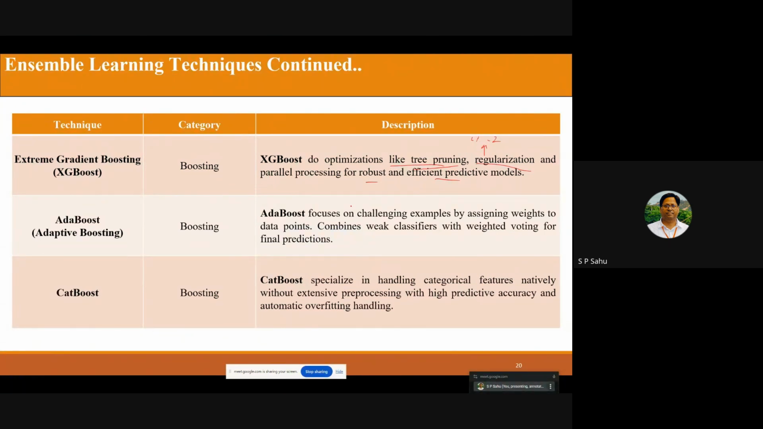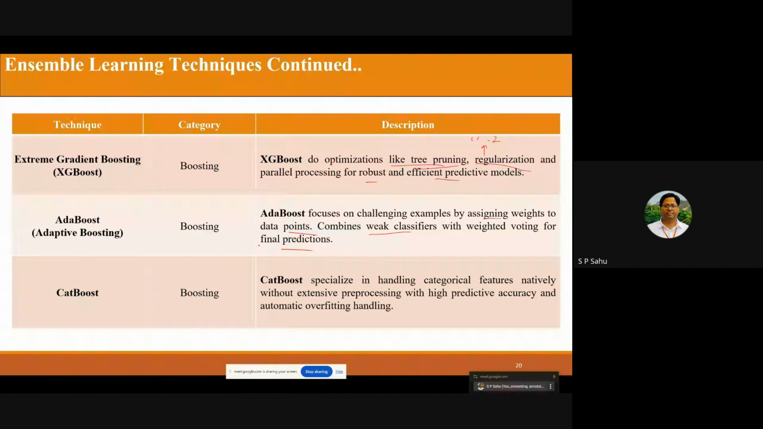AdaBoost we have already seen, for example, by assigning weights to the data points and combining the weak classifiers with weighted voting for the final prediction. Incorrect classifications are assigned a higher weight, so they get more attention from the next weak learner model.